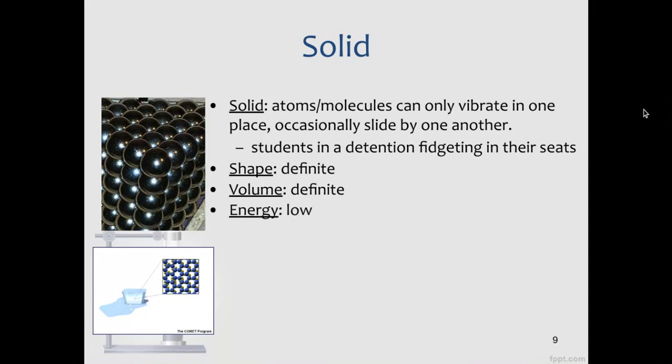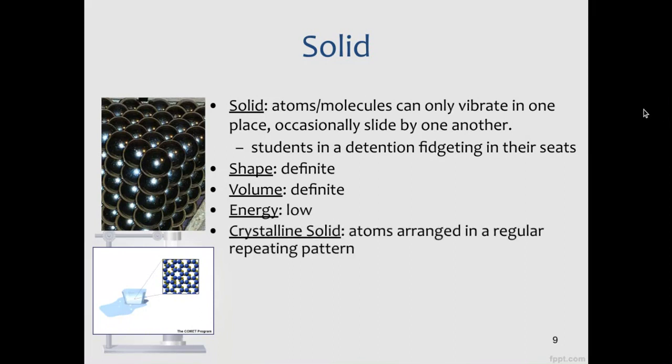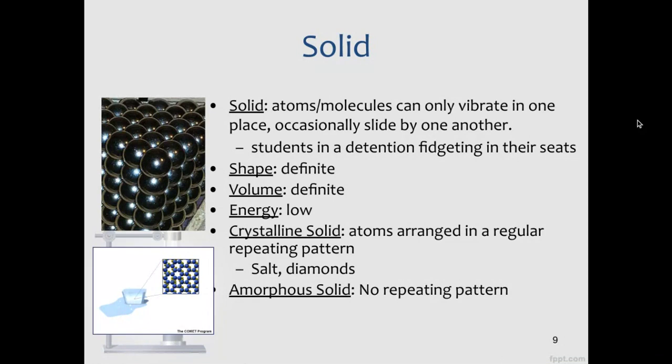Their energy is low. And they have what's called a crystalline solid, which is just atoms arranging in a regular repeating pattern. We see that with water forming ice cubes. We see that with salt forming crystals. We also see it with diamonds, which is just pure carbon repeating itself. We also have a type of solid called an amorphous solid, and it just has no repeating pattern. And this is going to be like your wax or glass.